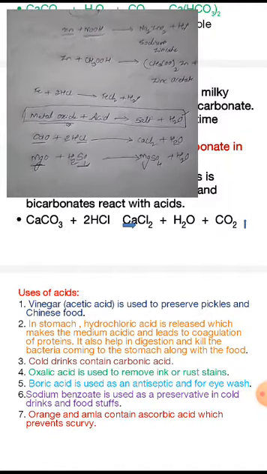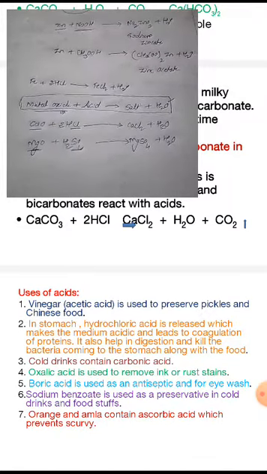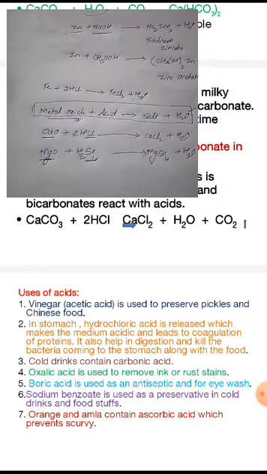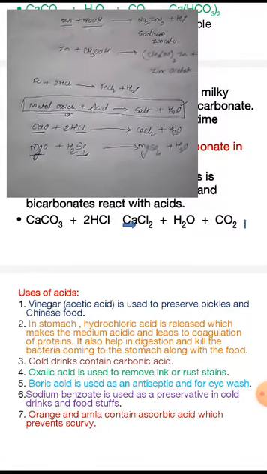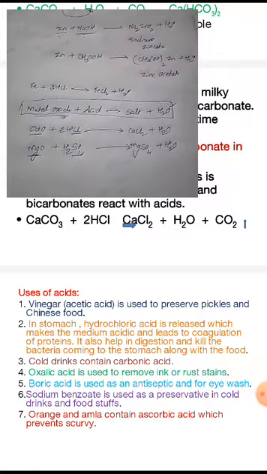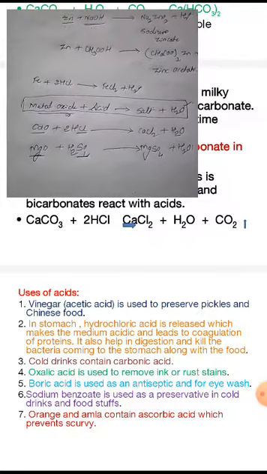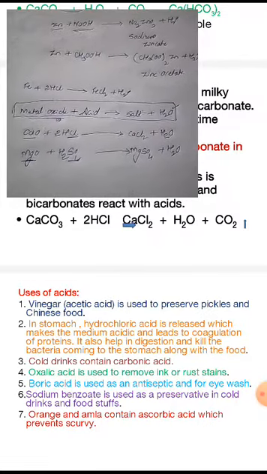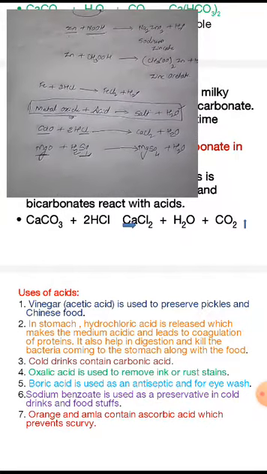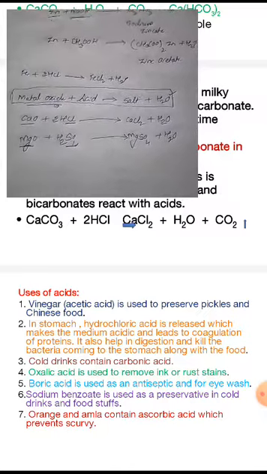Oxalic acid is used to remove ink or rust stains. Means you can use oxalic acid in washing clothes. Then boric acid is used as an antiseptic and for eye wash. Means boric acid is one of the ingredients used in eye drops preparation. Then sodium benzoate is used as a preservative in cold drinks and food stuff. In the preservation of cold drinks and food, they use sodium benzoate.